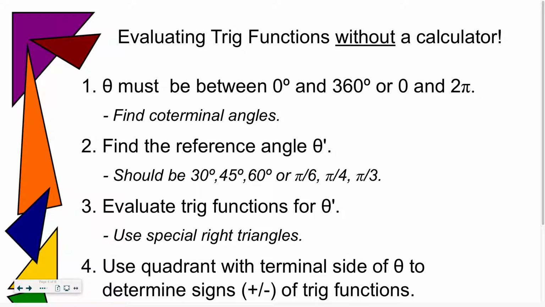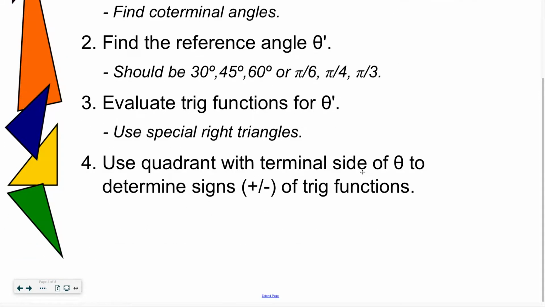And then step 4, we're going to use the quadrant where the terminal side of theta is to check our signs. Now, really, number 4 should already be done. You should already have the right sign, and you'll see this when I draw the picture.